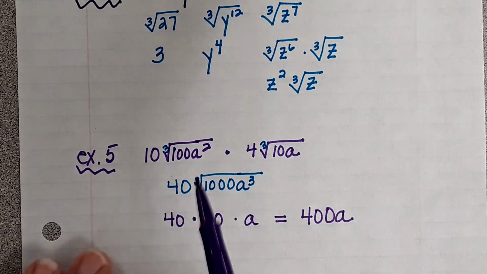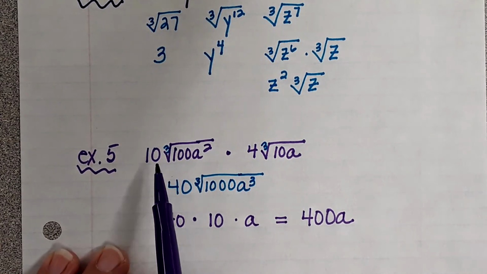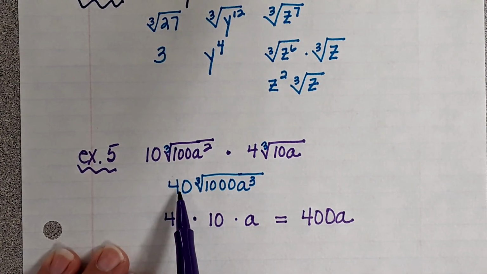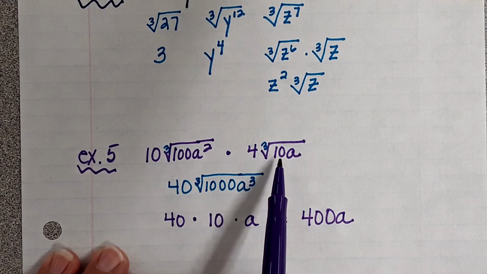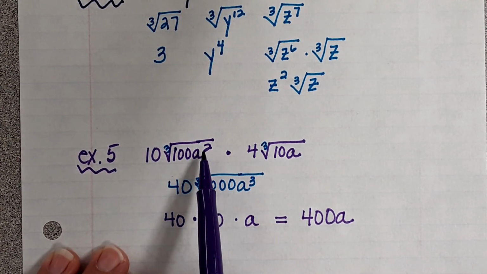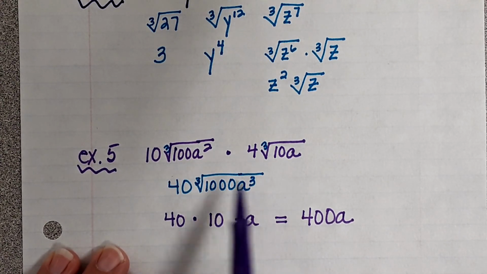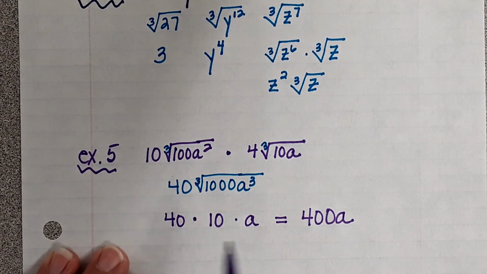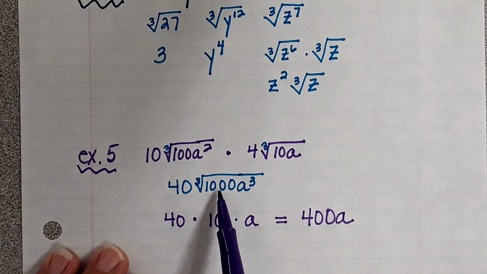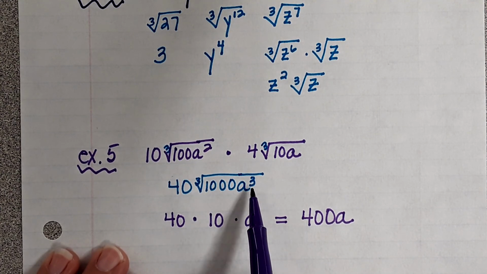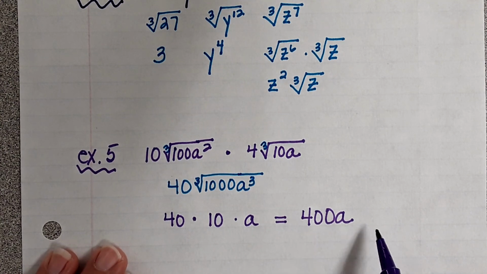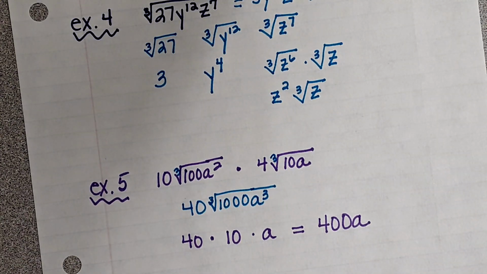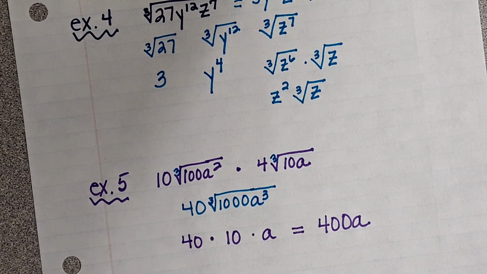Again, you guys, even if this was squared, you would have done the same thing. 10 times 4 is 40. 100 times 10 is 1,000. a squared times a is a to the 3rd. The index matches, so you can do that. So 40 just comes down. The cube root of 1,000 is 10. The cube root of a to the 3rd is a, and then I just multiply that all out, and that gives you the answer. Thank you, and good luck on your homework, you guys.